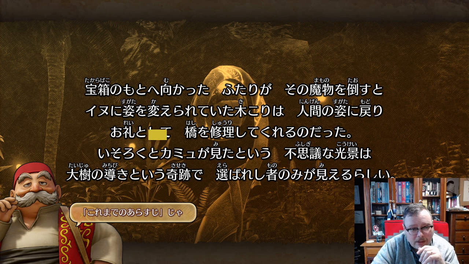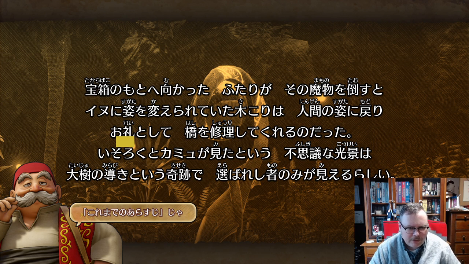Orei toshite. So toshite means as. And orei means a thank you, a way of expressing your gratitude. So orei toshite means as an expression of thanks. Orei toshite hashi o shuri shite kureru no datta. All right, so hashi is bridge, and then shuri is repair. So shuri suru. In Japanese, they have a class of verbs called the Chinese verbs, and those are nouns. So shuri is a noun, repairs, but you can add the verb suru, to do, to make it into a verb. Shuri suru is a verb, to repair.